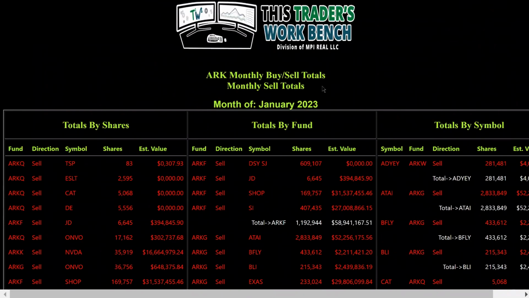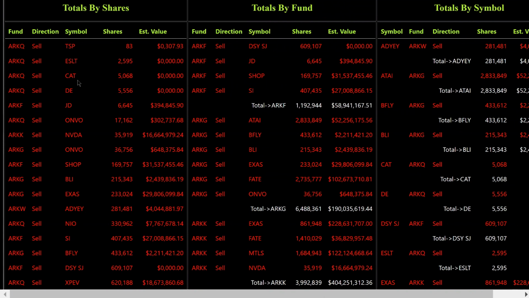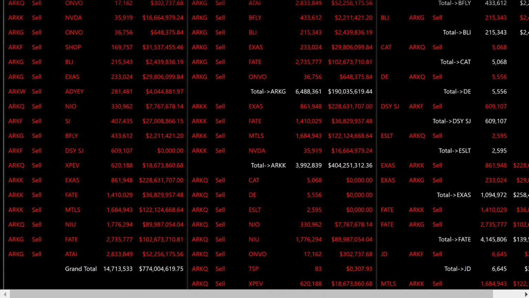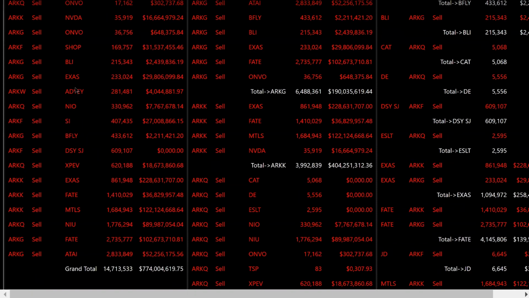Looking at each of these columns, there's one totaled by shares, totals by fund, and totals by symbol. So this first column here, the totals by shares, takes a look at the total number of shares for each stock. You're going to take a look at the total number of shares in this column that were sold. Here's each of the symbols that are involved in this list. It all adds up to the 774 million. There were 14.7 million shares that were actually sold of all of these.